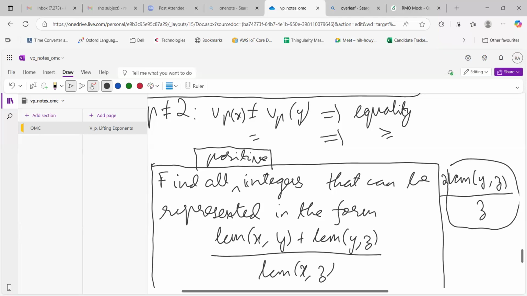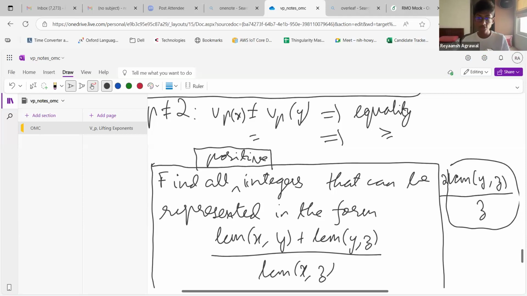Can I? Okay, yeah, go ahead. Can we take cases? Without loss of generality, we can switch x and z. Can we take cases on what v2 of y is? Yes, exactly. First of all, why v2 at all, right?